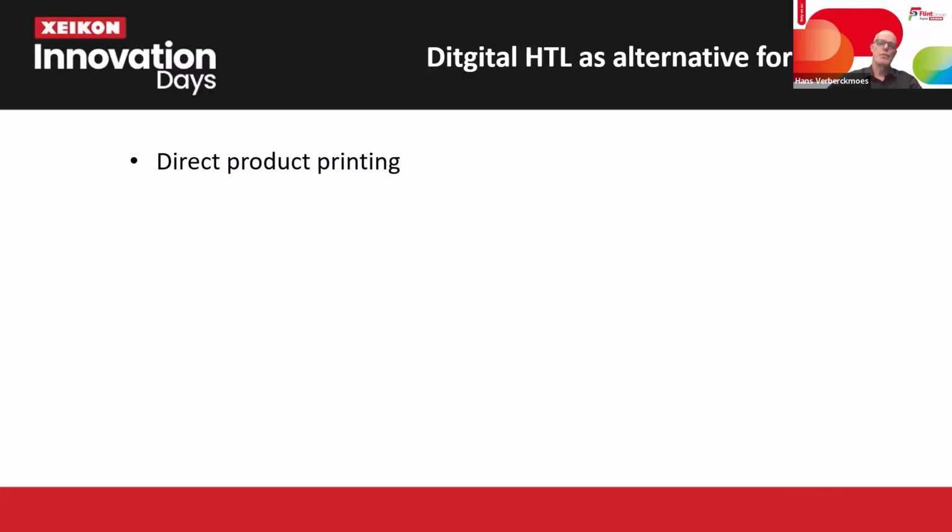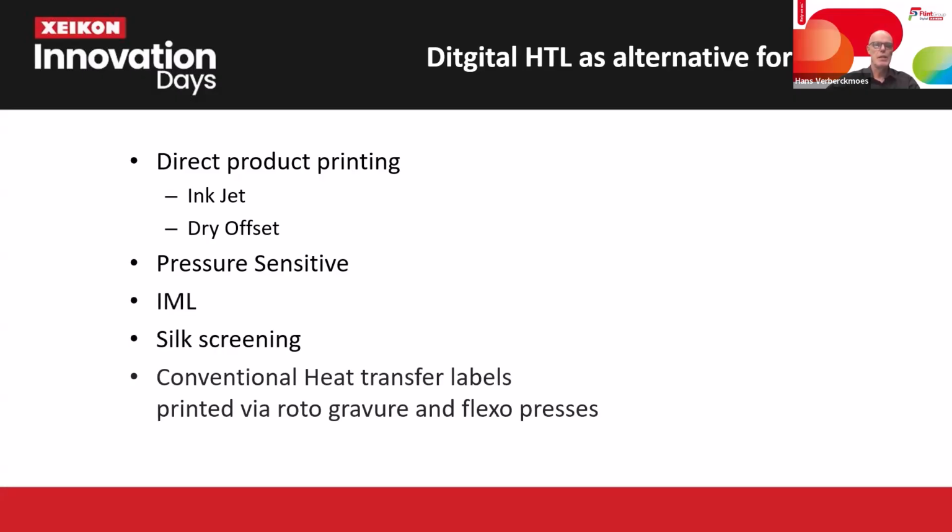Digital can be an alternative, for example, for direct product printing, whether it's inkjet or dry offset, pressure sensitive labels, in-mold labeling, silk screening, and the conventional heat transfer labels, which are currently printed via rotogravure or flexo presses, but which is only done for high volumes. So if you're going into short run, digital is going to be a very big benefit versus the options I'm showing you here.